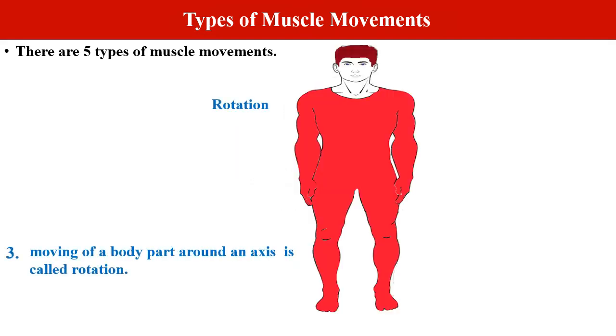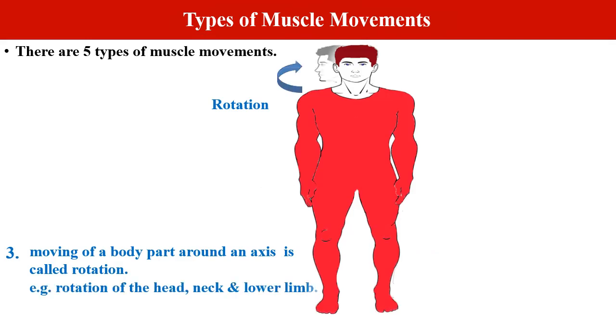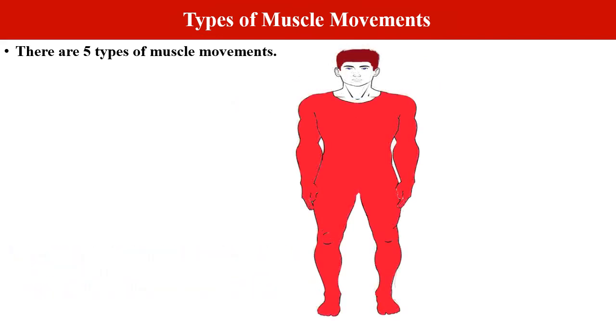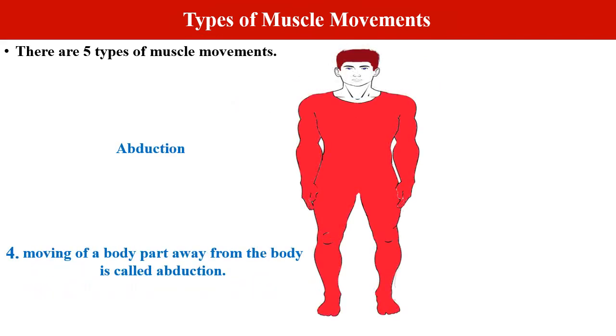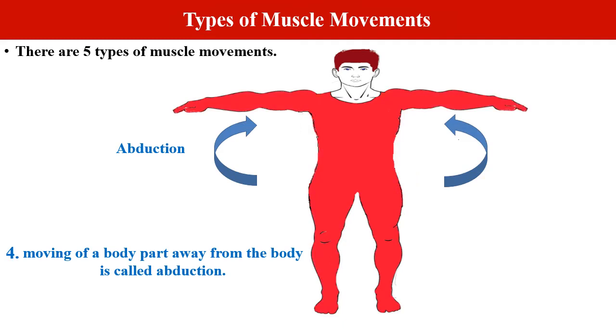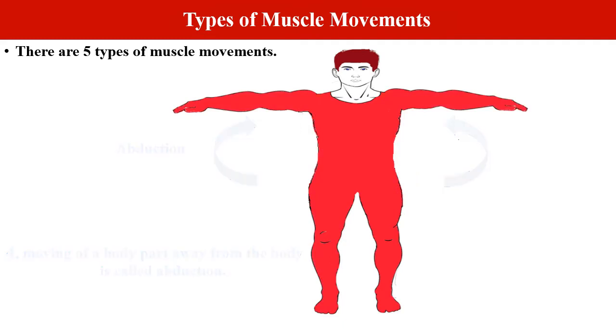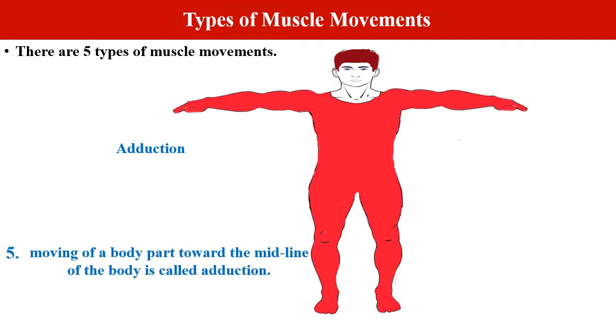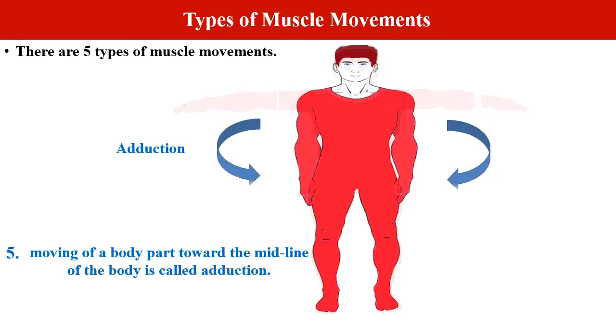Moving of a body part around an axis is called rotation. For example, rotation of the head, neck, and lower limb. Moving of a body part away from the body is called abduction. Moving of a body part toward the midline of the body is called adduction.